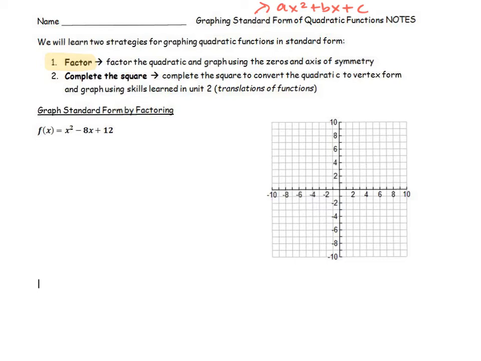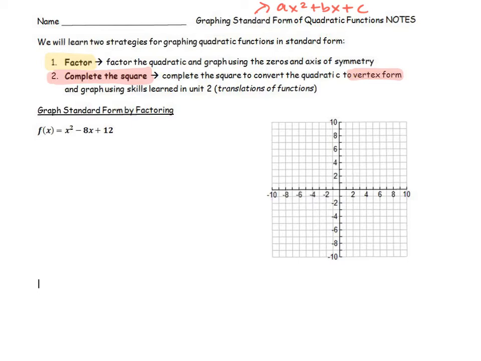The second way that we're going to learn how to graph standard form is by completing the square. And that's the method that we talked about last class. To complete the square, what it's going to accomplish is to convert from standard form into a different form called vertex form. And if we're in vertex form, we're going to graph just like we graphed in our previous unit, by translating the function left or right or up or down. So we will review those two strategies today.